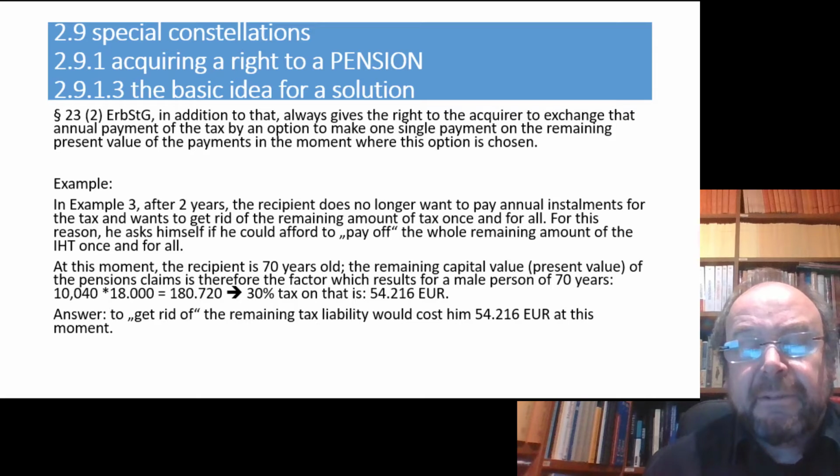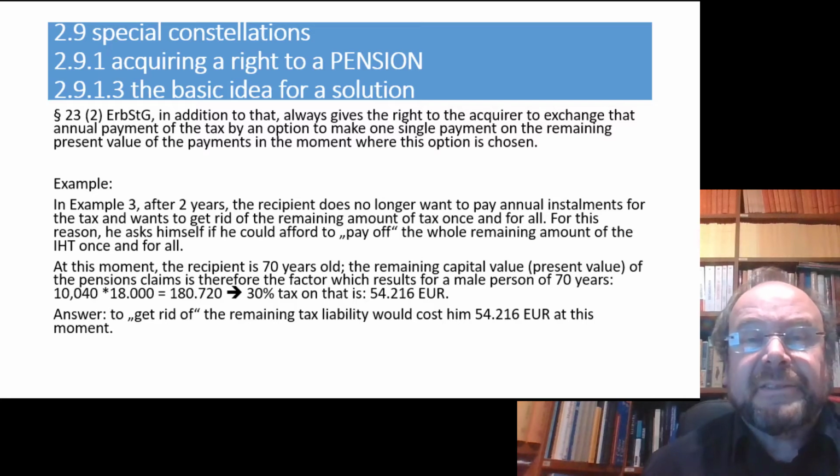So the remaining capital value, the present value of the pension claims, is the discounting factor, which refers to a male recipient of 70 years at the moment. That's 10,040 times the annual amount. That 180,720 is the remaining capital value, and 30% of that would be 54,216.